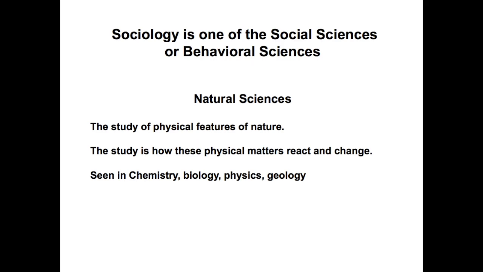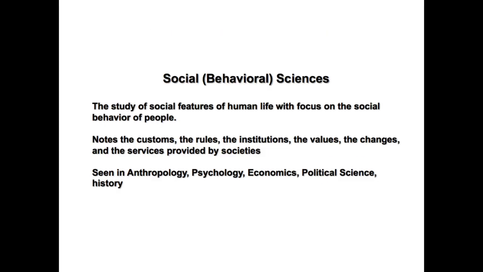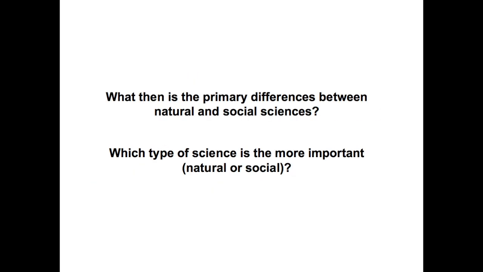Social sciences, on the other hand, look at behavior, the behavior of people, the customs, the rules, the institutions, the values, how these people change. These behavioral sciences are made up of anthropology, psychology, economics, political science, and history would be among them. What is the primary difference between natural and social sciences? Well, we're talking about people. And which of these is more important, natural or social? I would have to say both are important for humans, but let's never look at the chemist as being more of a scientist than the sociologist or the anthropologist. In fact, as we'll see later, the reality of studying human behavior makes it very difficult.